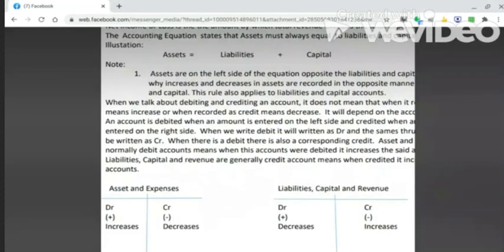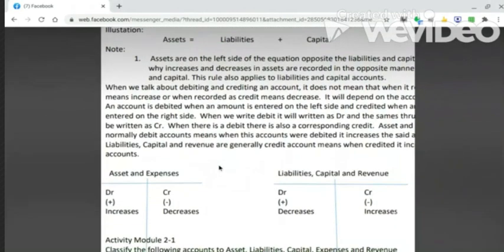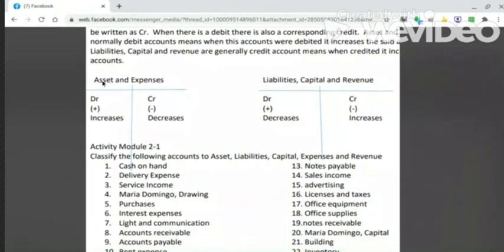So, balik tayo doon sa notes. Kung makikita ninyo yung nandito sa notes, ayan na. Ganito rin yung summary natin kanina. Asset and expenses, they increase with a debit. DR means debit record. So, for liabilities, capital or equity, and the revenue or income, it increases with a credit. And the other way around, if asset and expenses will decrease, iki-credit mo siya. While liabilities, capital, and revenue, pag nag-decrease, ide-debit siya.